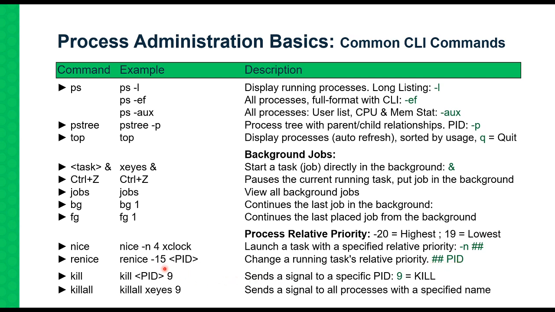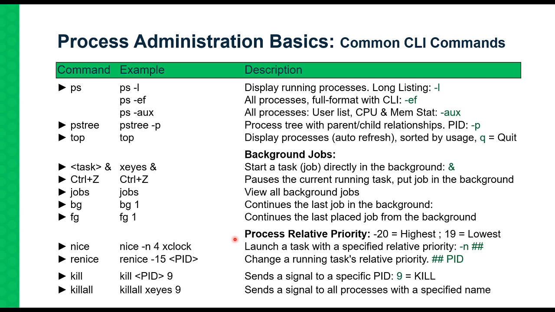So let's quickly have a look at a -15. What does that mean? That means that's got a higher priority. But something we need to note is the only user who can allocate more preference to a process is the root user.